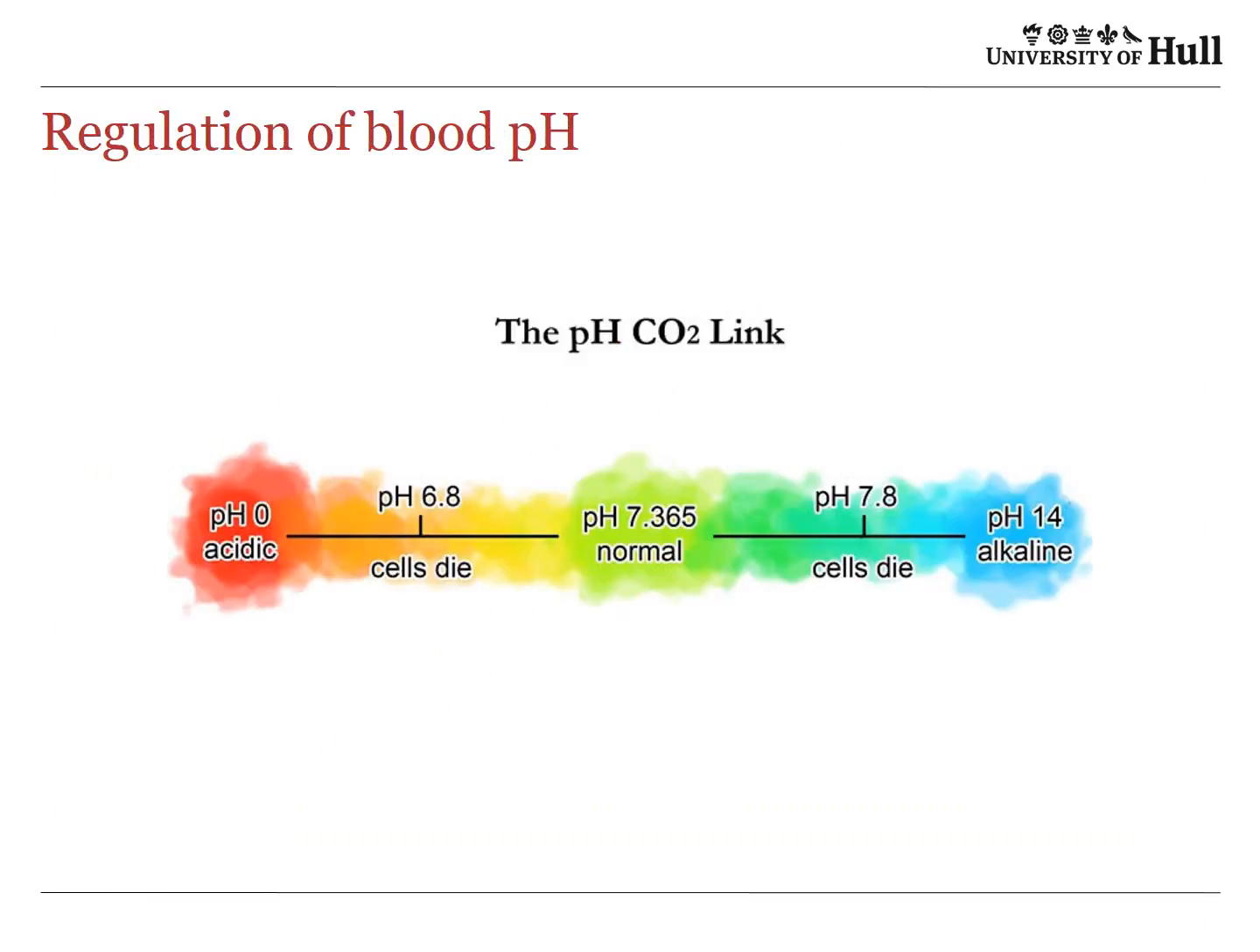Next, we'll look at the regulation of blood pH, and this is the pH-CO2 link. Essentially, we want to maintain the pH of the blood in that normal range in the middle, outside of which, if the number of hydrogen ions increases or the number of hydroxide ions increases too much, then cells will die.